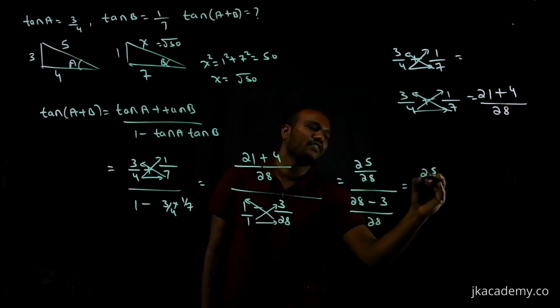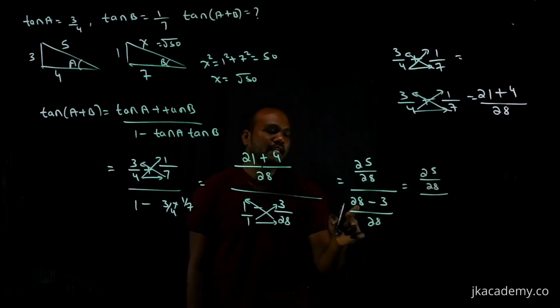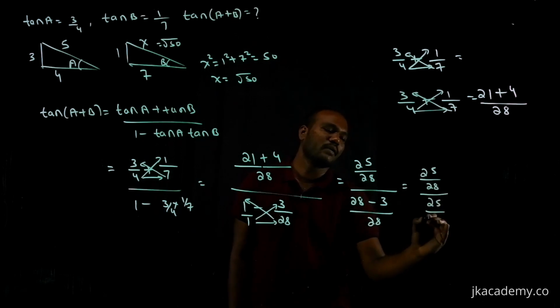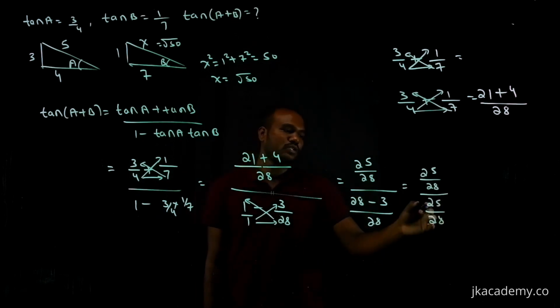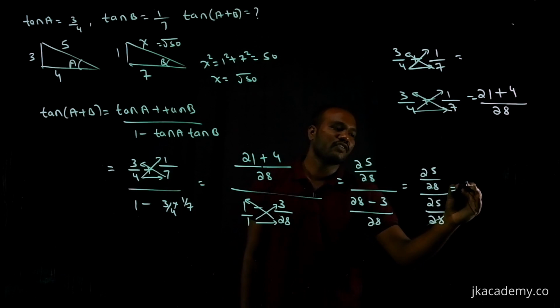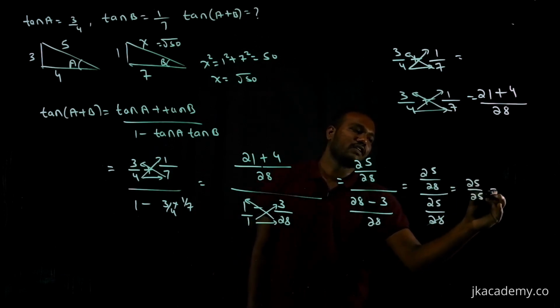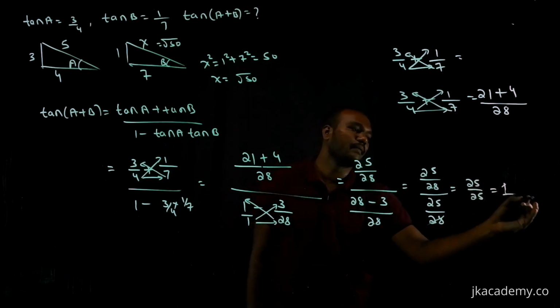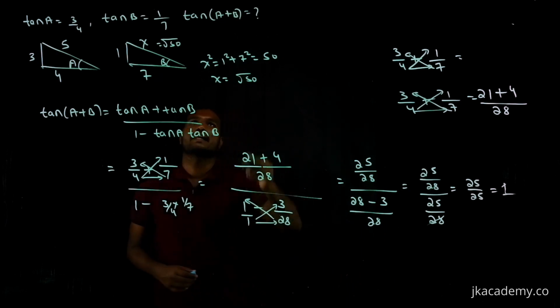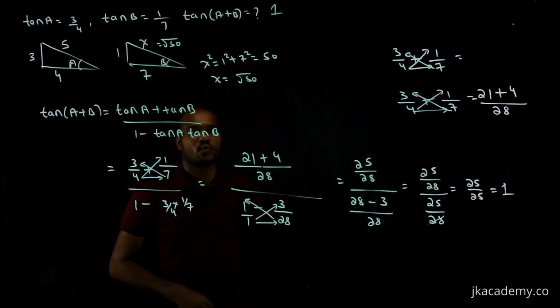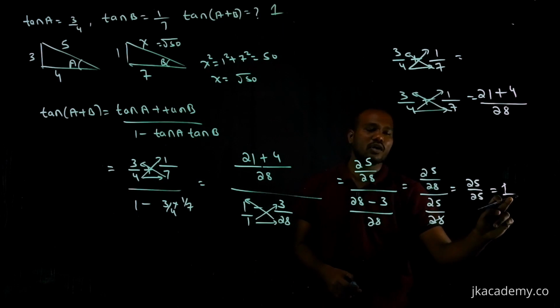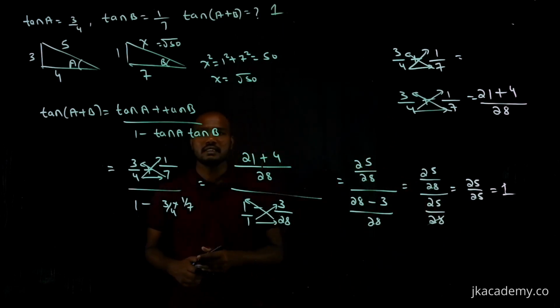So what would I get? 25 over 28 divided by 28 minus 3, how much? 25. 25 upon 28. So this 28 and this 28 get cancelled. 25 over 25, 25 by 25 is how much? 1. So what can I write? Tan of A plus B is what? 1. Tan of A plus B is 1. Simple, understood?